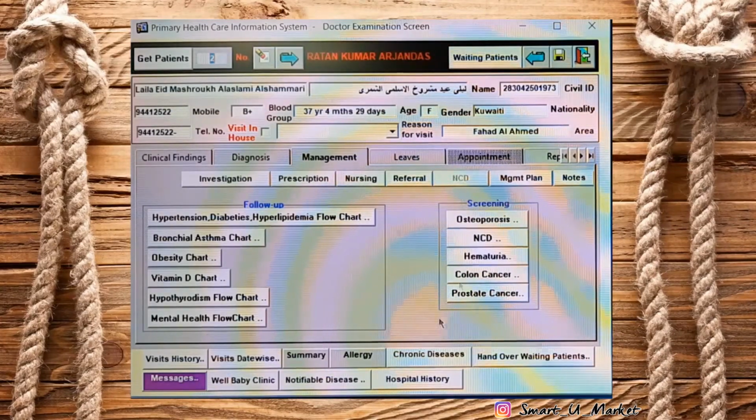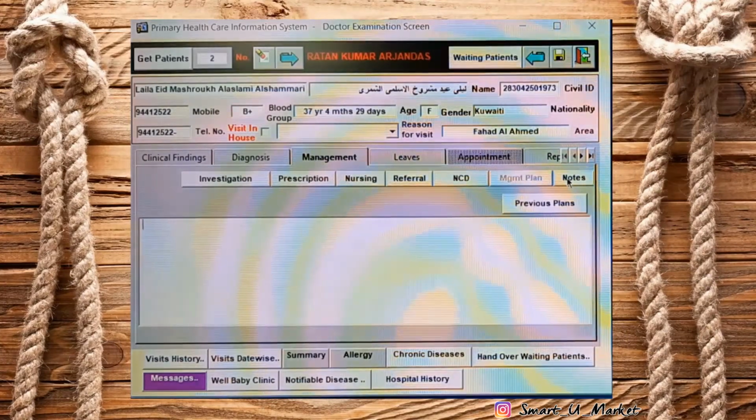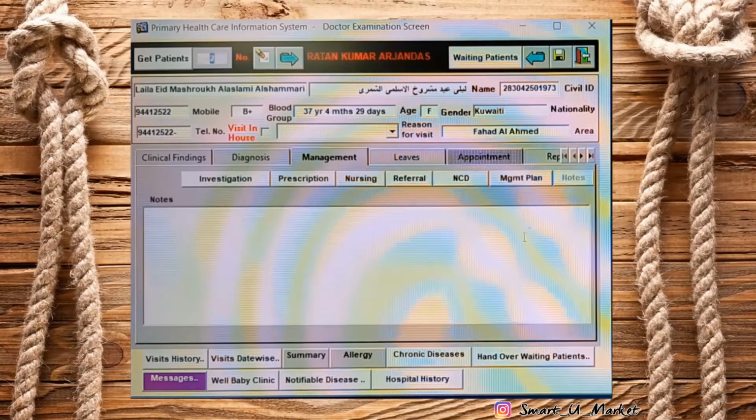And these are the osteoporosis and hematuria, colonic cancer and prostate cancer charts for the screening. If the patient is of old age, we have to go through that also. And the most important thing, we have to at least write some management plan for the patient who is coming to us in the chronic clinic. What was the previous plan and what we are going to do now? At least we have to write it in the notes.